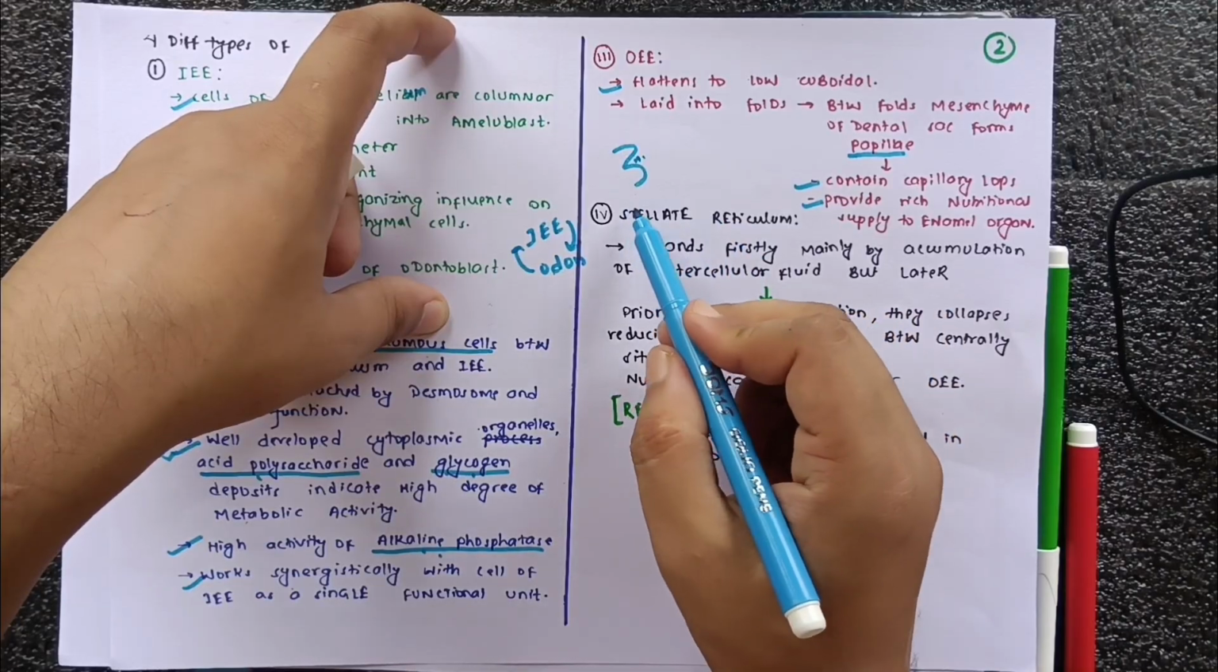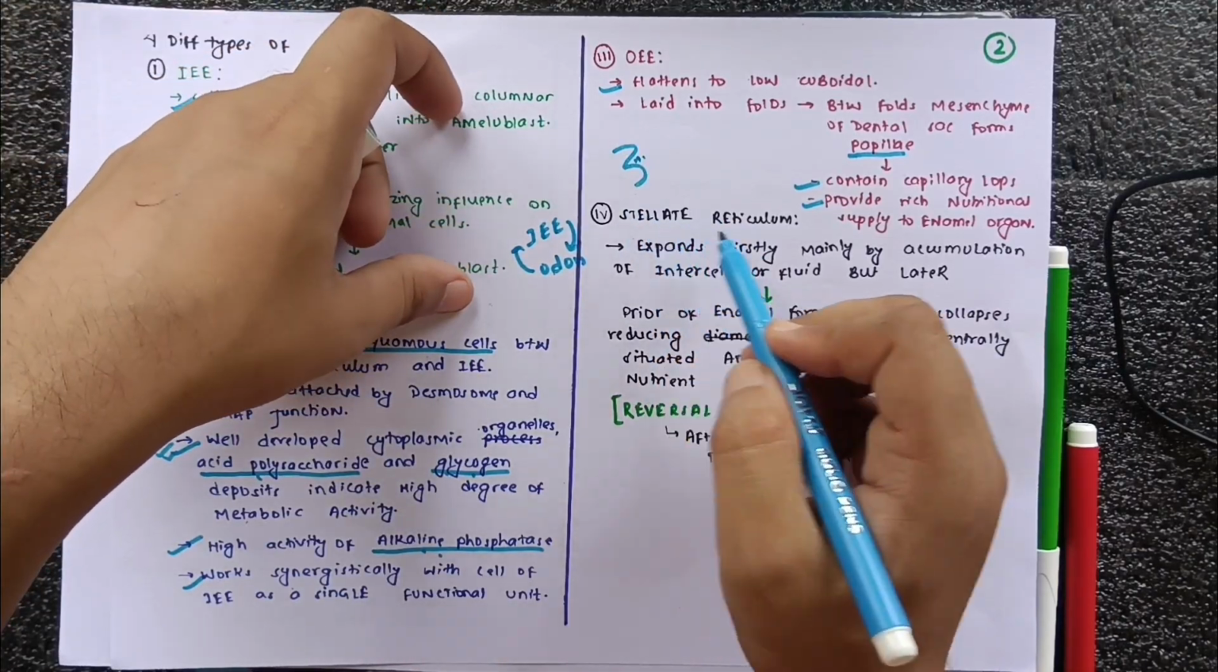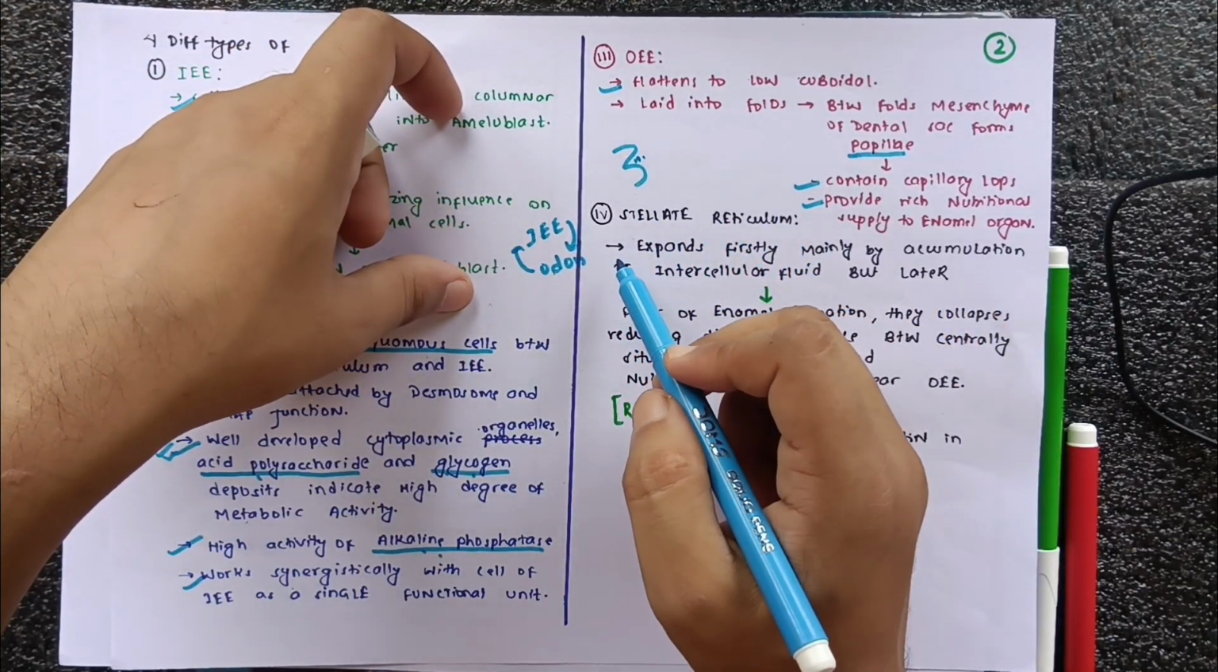After that, our other type of cell is the stellate reticulum, which is similar to that of the cap stage.